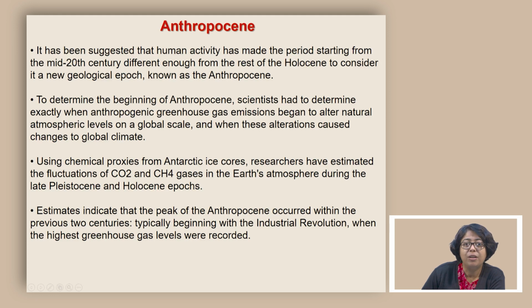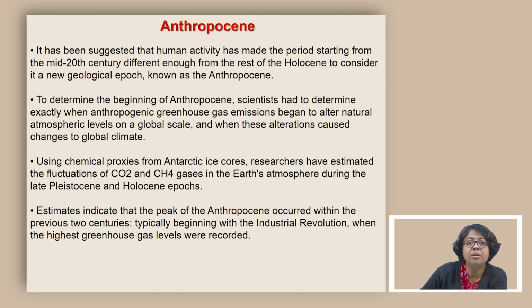So, the definition of Anthropocene has a lot of controversy. Where should we start it from? It has been suggested that human activity has made the period starting from the mid 20th century different enough from the rest of the Holocene to be considered a new geologic epoch known as Anthropocene, and that was the primary motivation of calling it a completely new epoch. Now, the question is, where should we draw the line of beginning of Anthropocene?